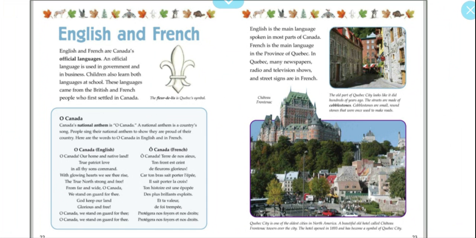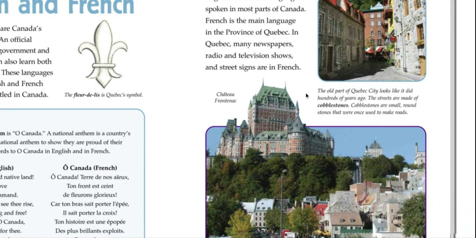English is the main language spoken in most parts of Canada. French is the main language in the province of Quebec. In Quebec, many newspapers, radio and television shows, and street signs are in French. The old part of Quebec City looks like it did hundreds of years ago. The streets are made of cobblestones. Cobblestones are small round stones that were once used to make roads.